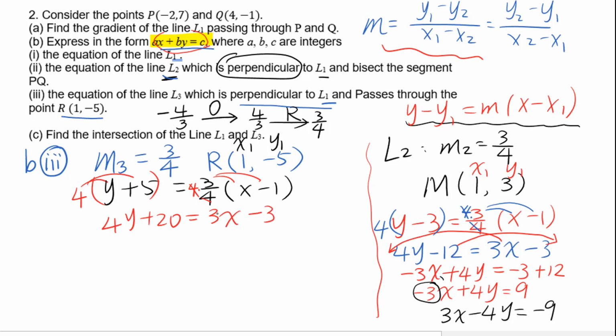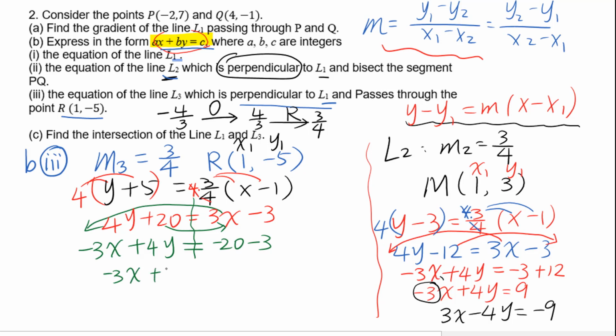minus 3. So cross the river, change sign. This time, the 20, we need to cross the river and change sign. You will get negative 3x plus 4y equals negative 20 minus 3. Combine like terms: negative 3x plus 4y equals negative 23. Change sign for every single term of this equation: 3x minus 4y equals 23.